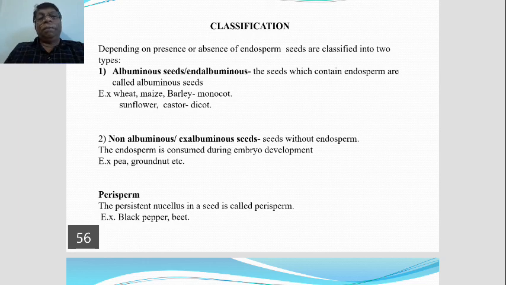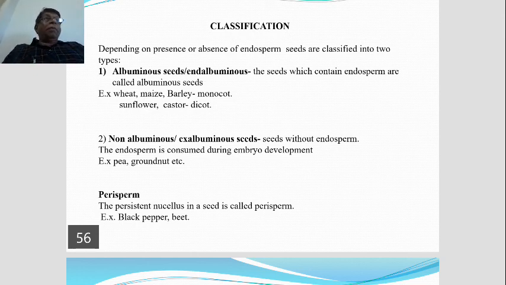So, based on the presence or absence of endosperm, seeds are classified into two types: albuminous seeds and non-albuminous seeds, or endalbuminous seeds and exalbuminous seeds. Okay, we shall see this one also. Albuminous seeds. These are the type of seeds which contain endosperm. The albuminous seeds contain endosperm.